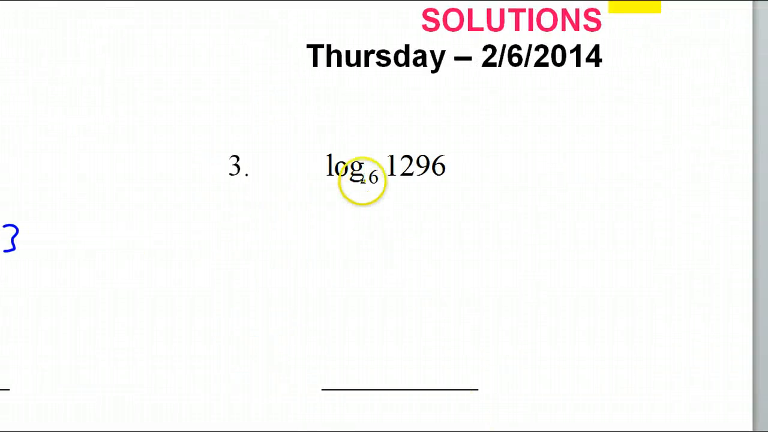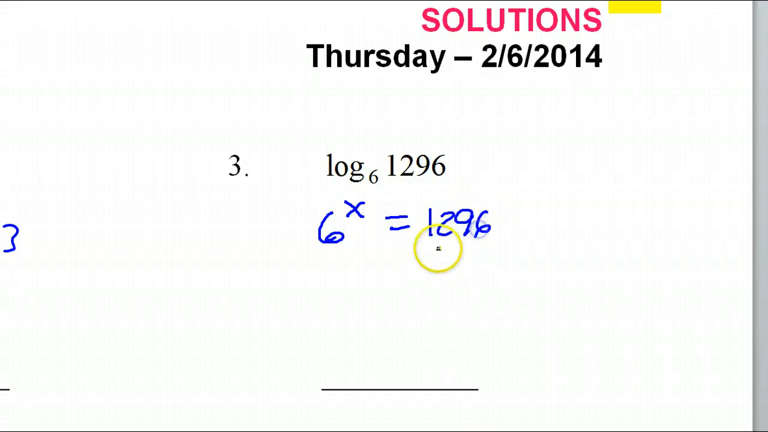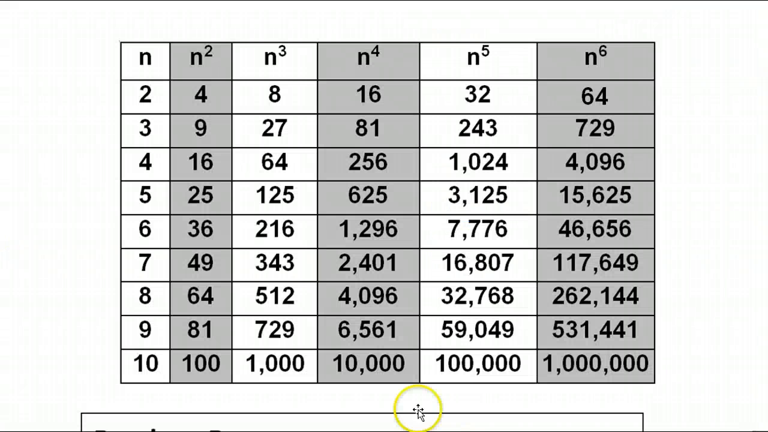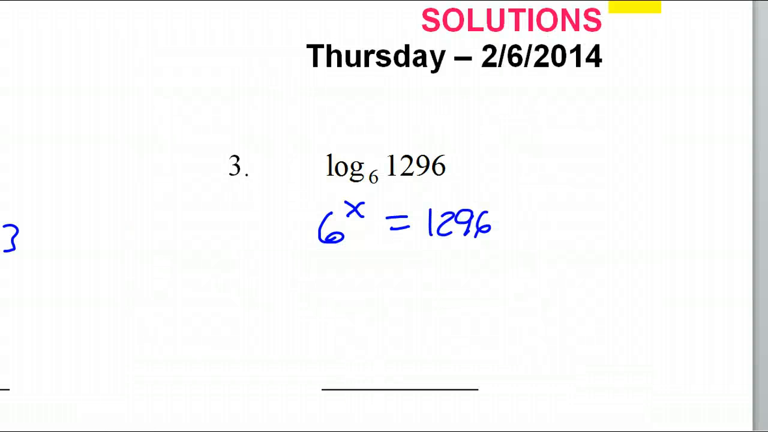Okay, number 3. Same thing. 6 to the what power, this is what you're thinking. 6 to the what power is equal to 1,296. I don't know. I'm going to look at the table. Let's see. Boom. 4th power. So the answer is 4. We didn't cover up any 1 or anything, so the answer is simply 4.